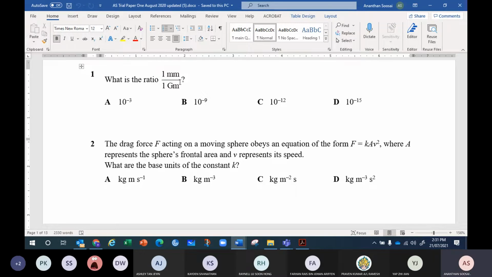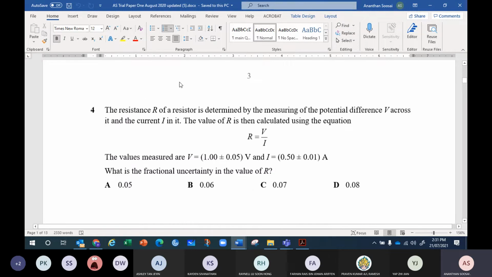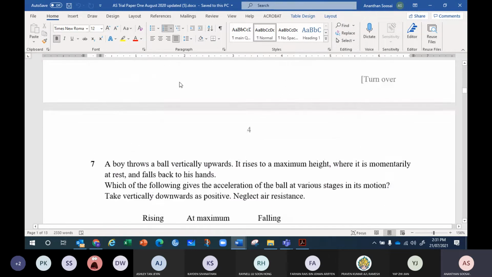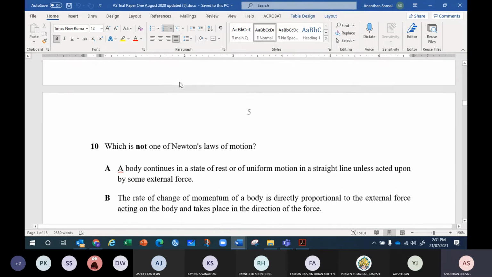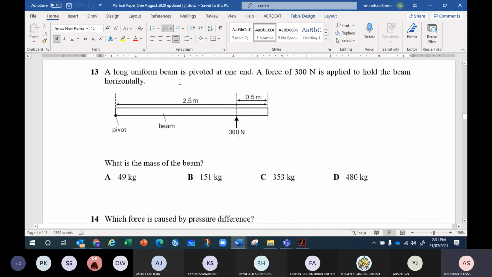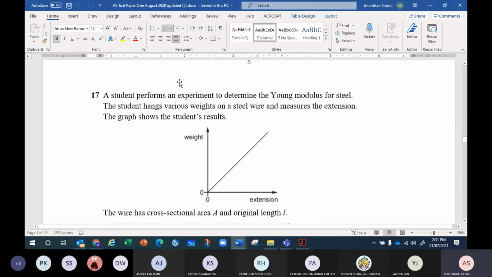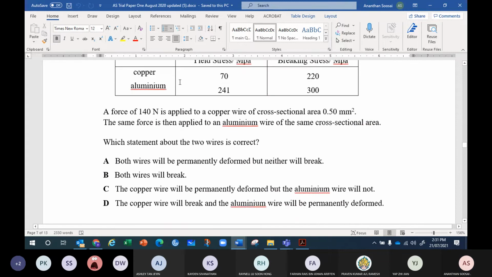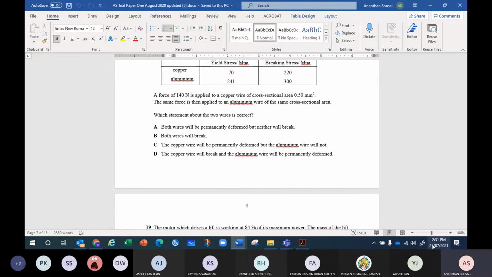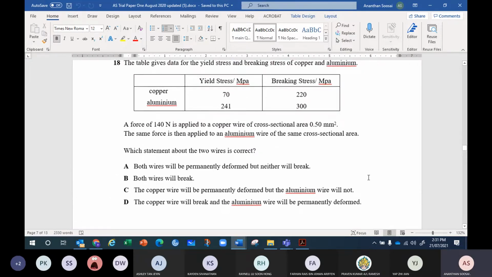Number 18. Okay, 1-8. Okay, those of the others, also still try to have some idea. Maybe you will face the same problem. Okay, 18.